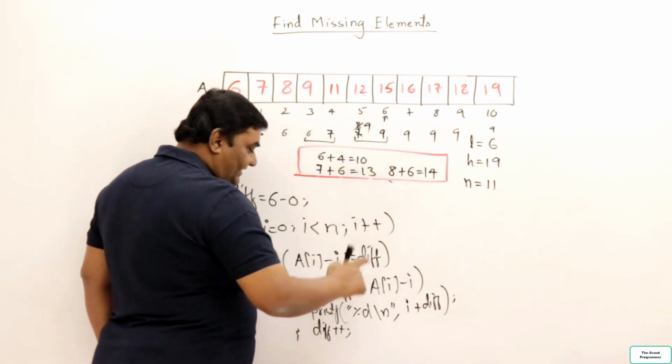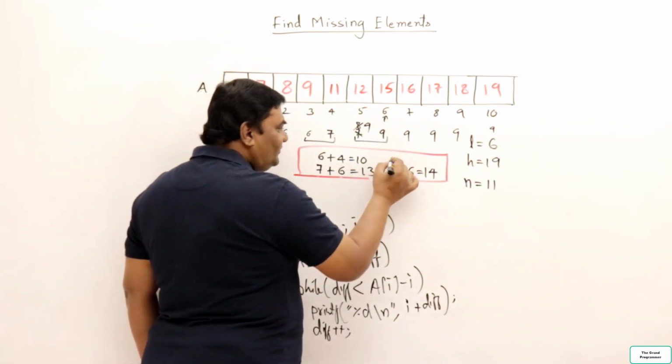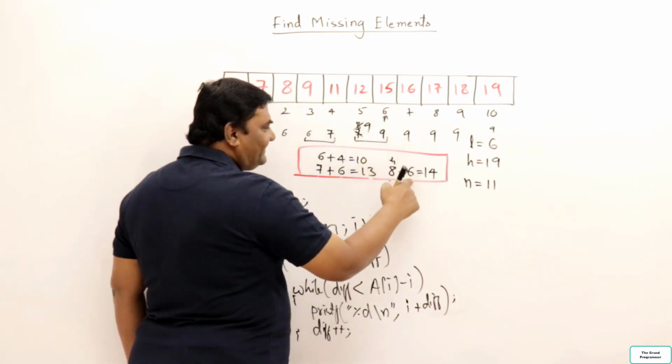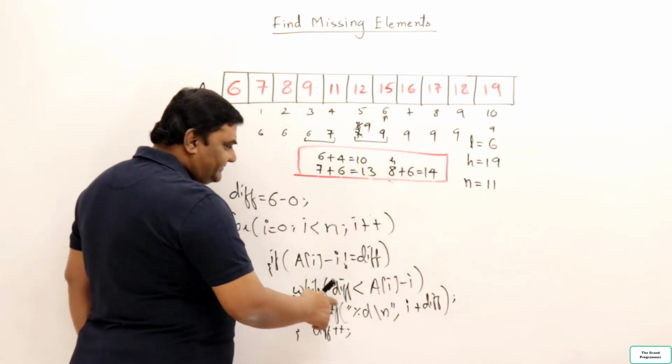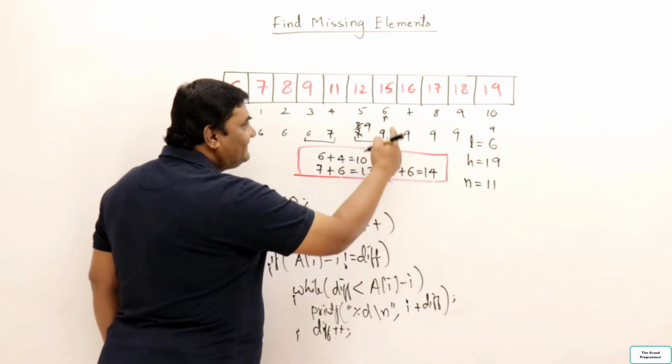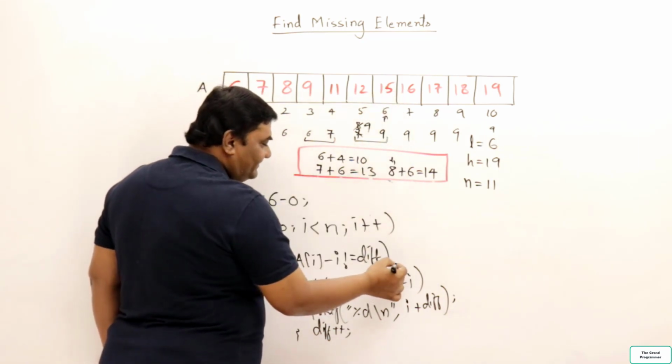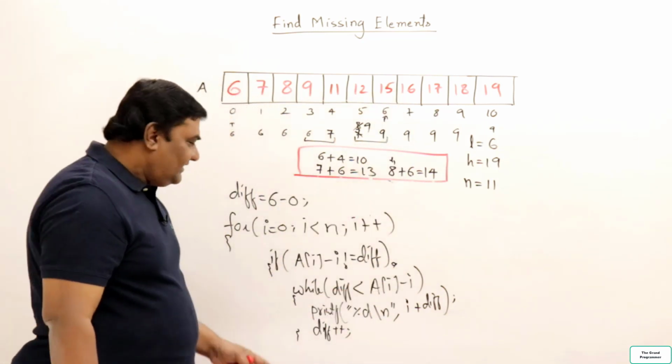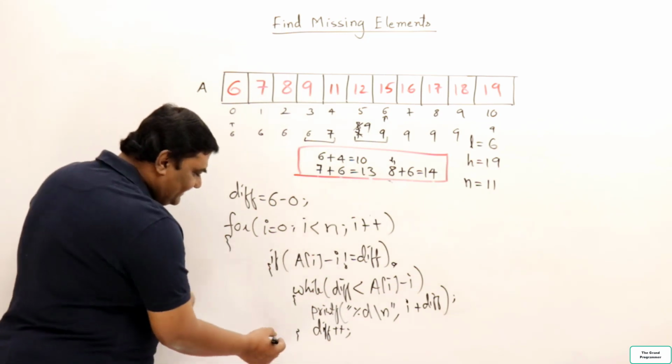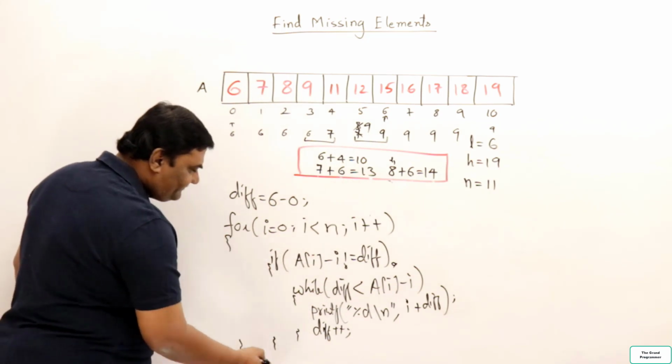So I'll get 13. Then difference plus plus. Now the new difference is 8 plus index 6, 14. Then difference plus plus. Difference become 9 and this difference is 9. It is 9. So it will stop. Now the difference has modified. Again, the same loop will continue. That's all.